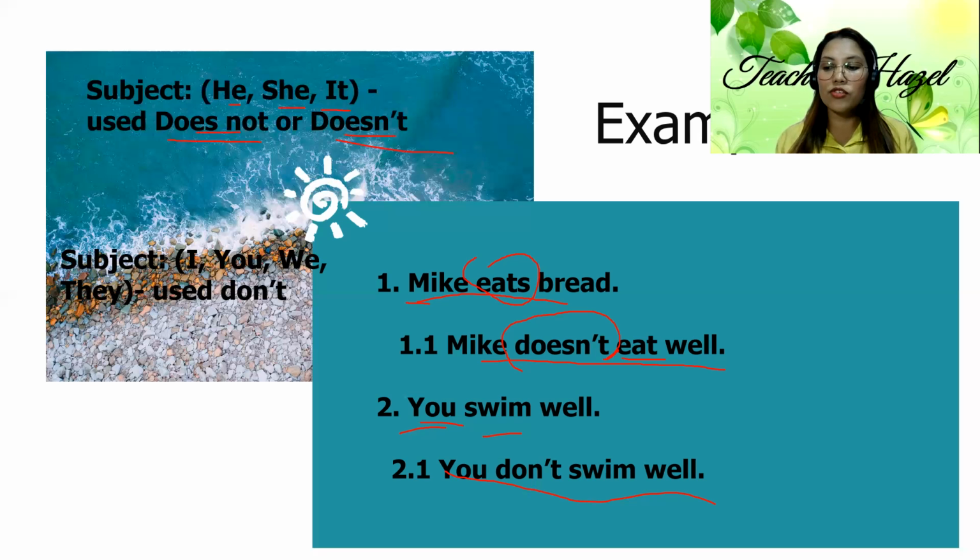So if the subject is I, you, we, and they, right? So we use do not or don't. So to review, do not and does not, or don't and doesn't, is a possible usage with negative present simple tense. Okay?